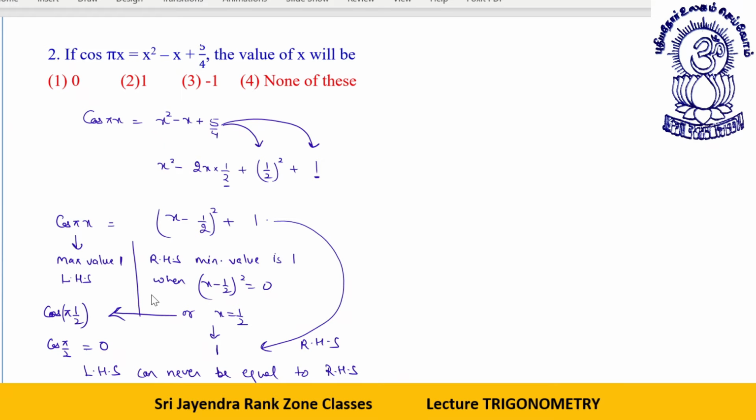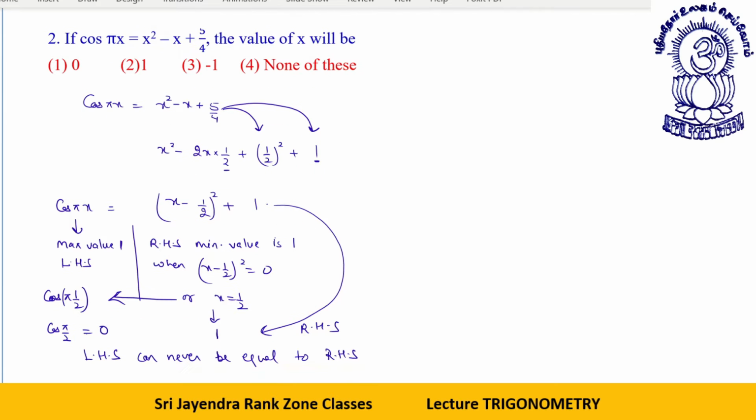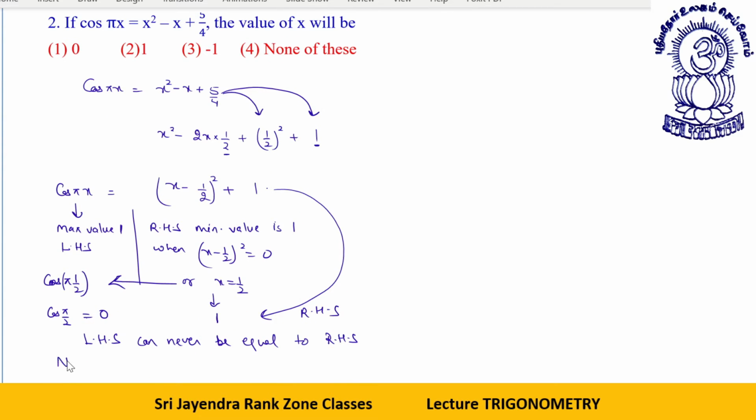Okay, dear students. Clear to all? So LHS can never be equal to RHS. Therefore, none of these is the answer. Clear to all? The answer will be none of these. Fine.